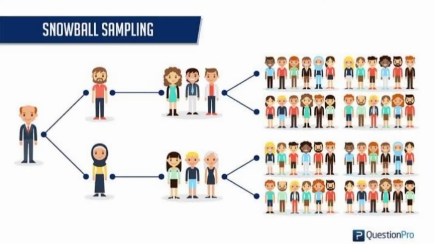Snowball sampling, also known as chain referral sampling, is a non-probability sampling method used when the samples have hard-to-find characteristics. It is a method for recruiting participants for a research study in which current subjects refer new subjects.